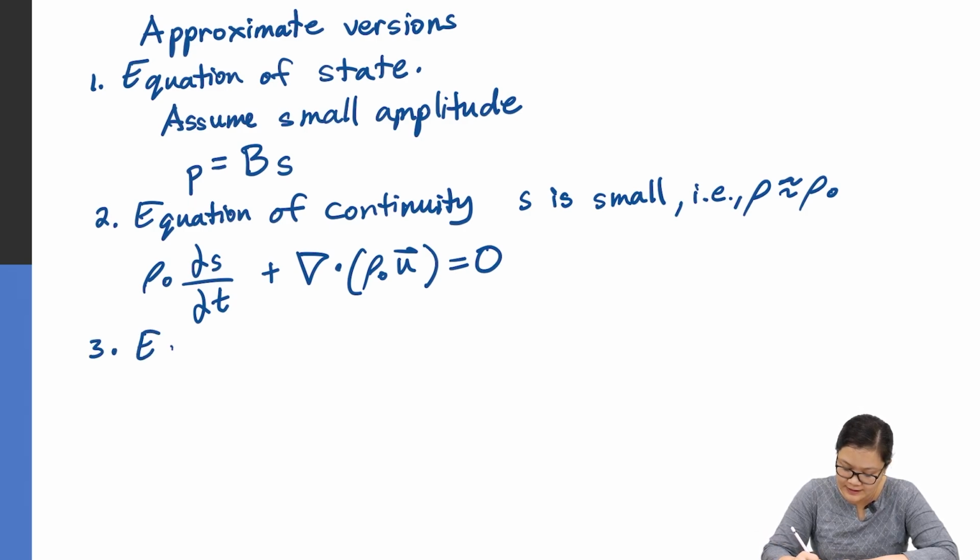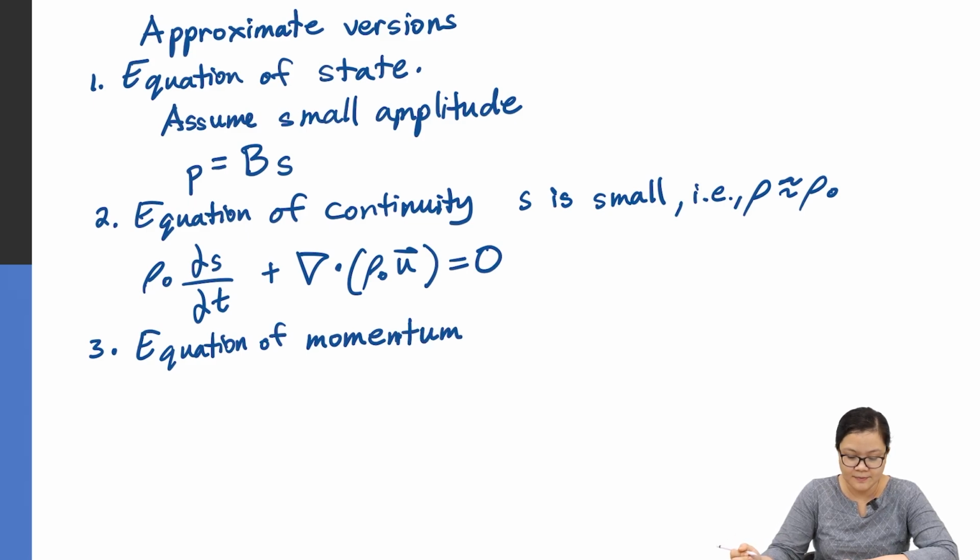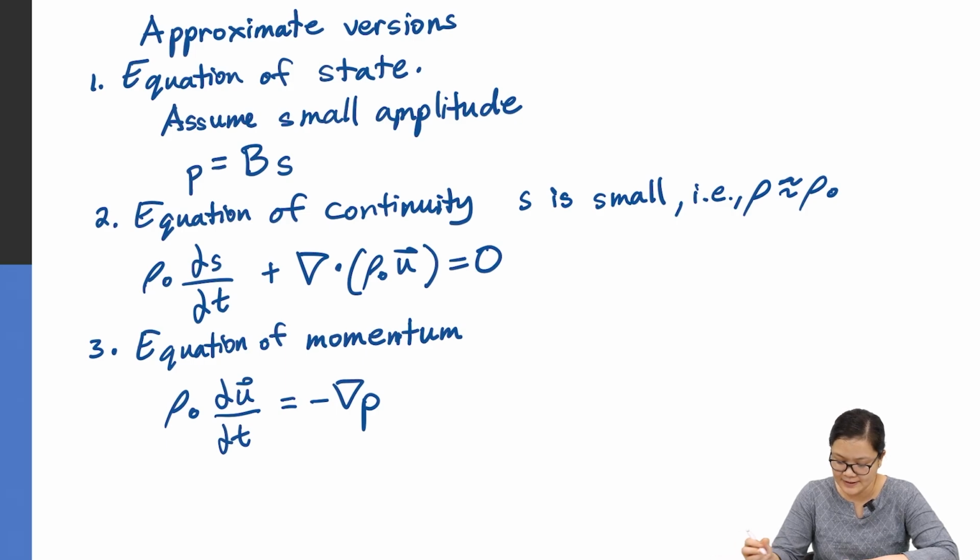Now, finally, the equation of momentum. Again, if we assume small amplitudes, then the equation of momentum becomes in this form. So rho naught partial derivative of u over dt equals minus the gradient of p. Okay, so we'll use these three equations to help us derive the acoustic wave equation.